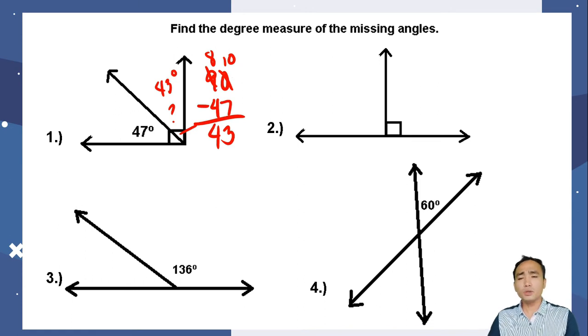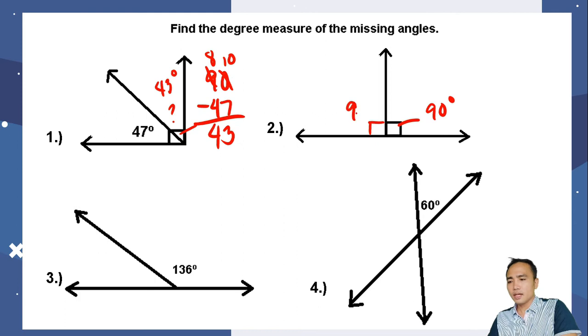Okay, next, number 2. So as you can observe, we have this mark, and the value of this mark is 90 degrees. Therefore, on the other side of this angle, that is also a right angle, that is equal to 90 degrees, because we have here a straight angle, and the measure of a straight angle is equal to 180 degrees. So that is halfway to 360 degrees.